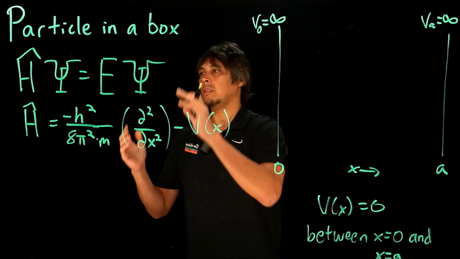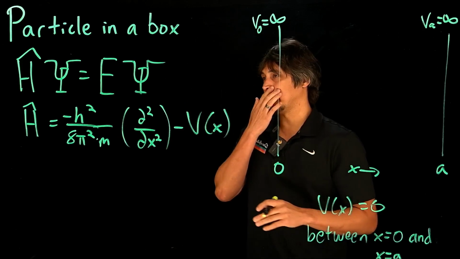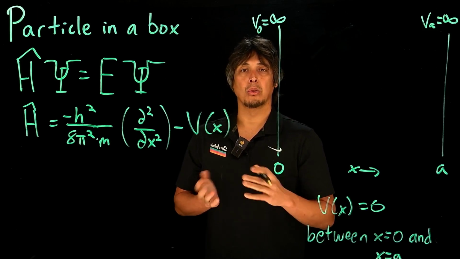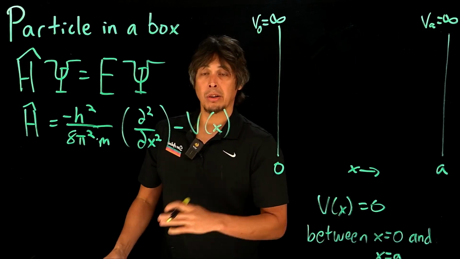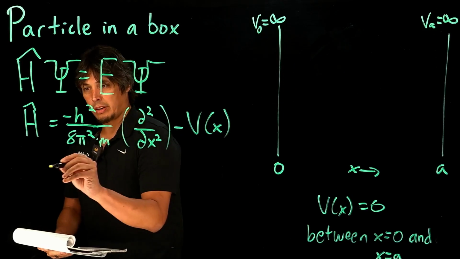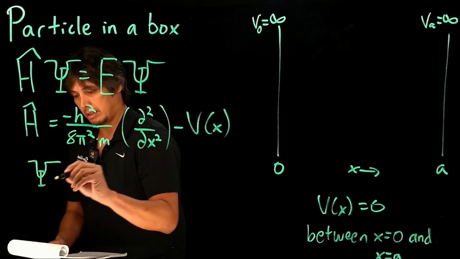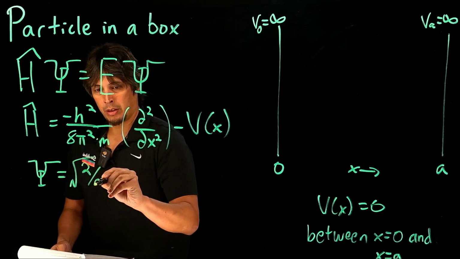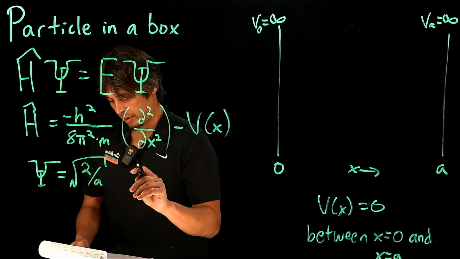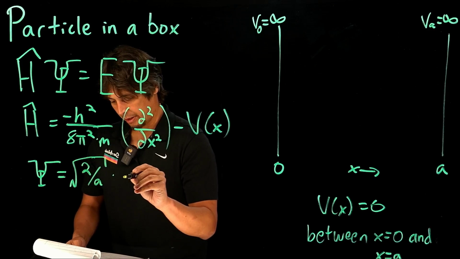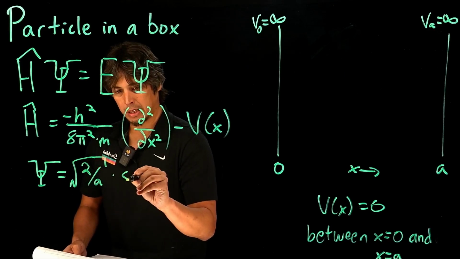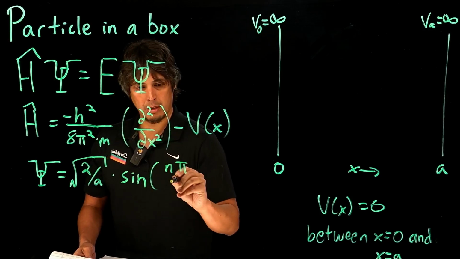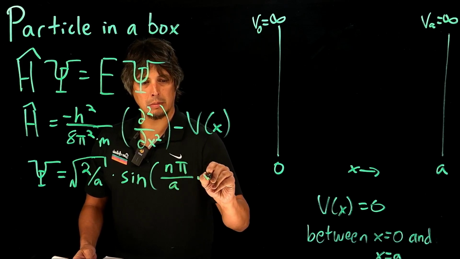And so for solving for a wave function that will satisfy Schrodinger's equation, we'll find that there are actually several solutions to this. And so we can generalize what the solution is, where we say the wave function in this case, I won't go through the math for solving this, is the square root of 2 over a times sine of n times pi over a times x.